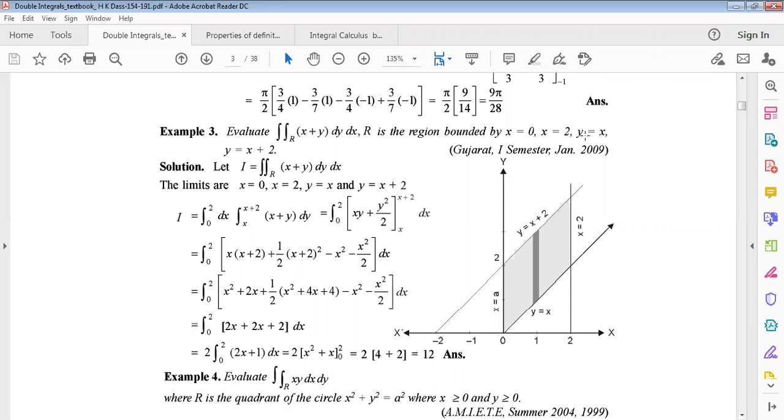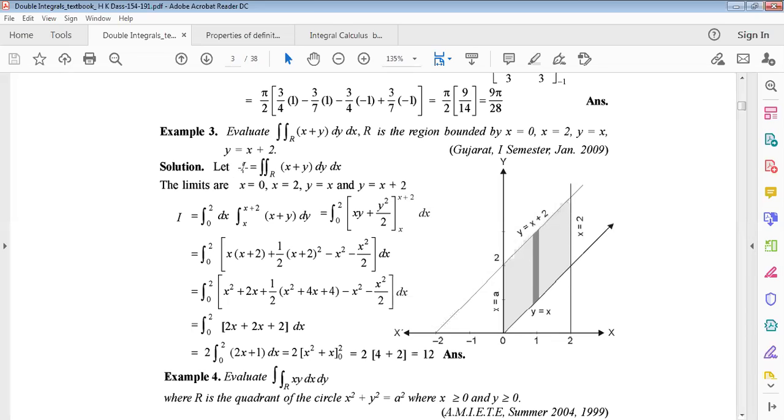Y equals x means this. Y equals mx type is a straight line, that means the straight line which passes through the origin. Now y equals x plus 2 means this. This is the bounded region, right? This is maybe a parallelogram type. Okay, this is the bounded region. We have to find this area.